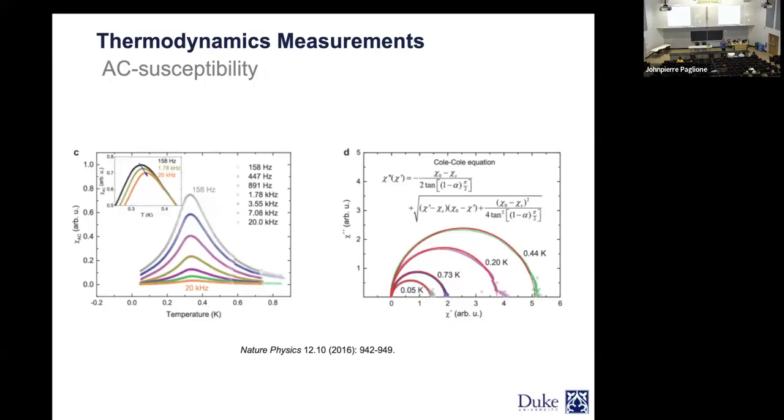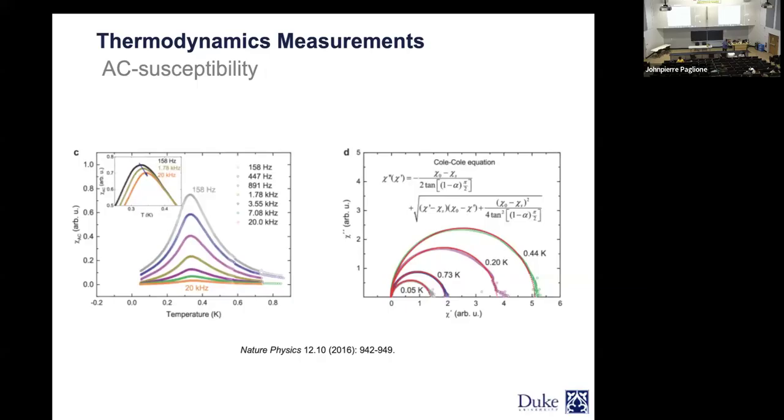The other way that you can look at this data is to sit at a particular temperature, preferably as low as possible, and then at the lowest temperature, change the frequency and look at the real and imaginary part of the AC susceptibility, okay? When you do that, you're going to get a pattern, and that pattern can be fitted to a formula called the Cole-Cole equation. This is actually quite an important equation. It's not as famous as other equations like Curie-Weiss fitting, but it can give us some information about the dynamics.